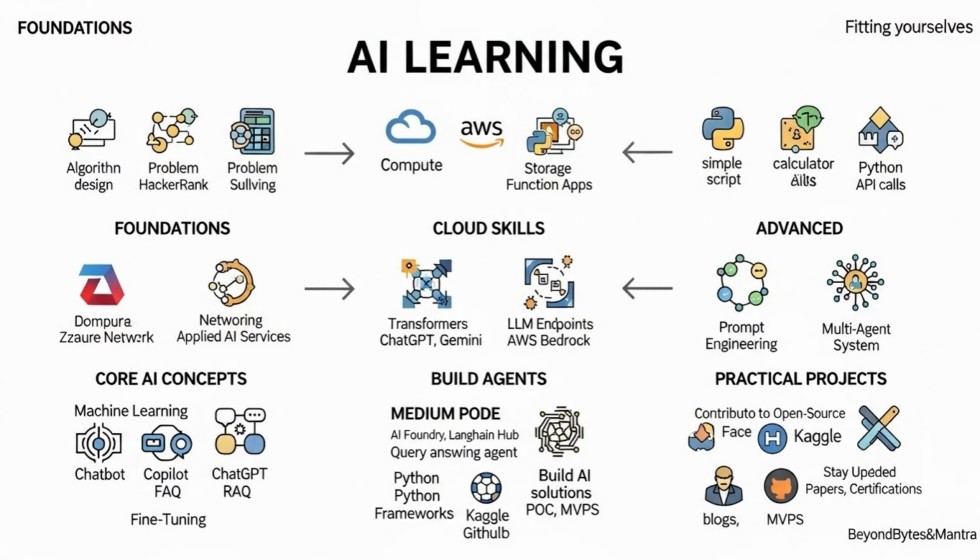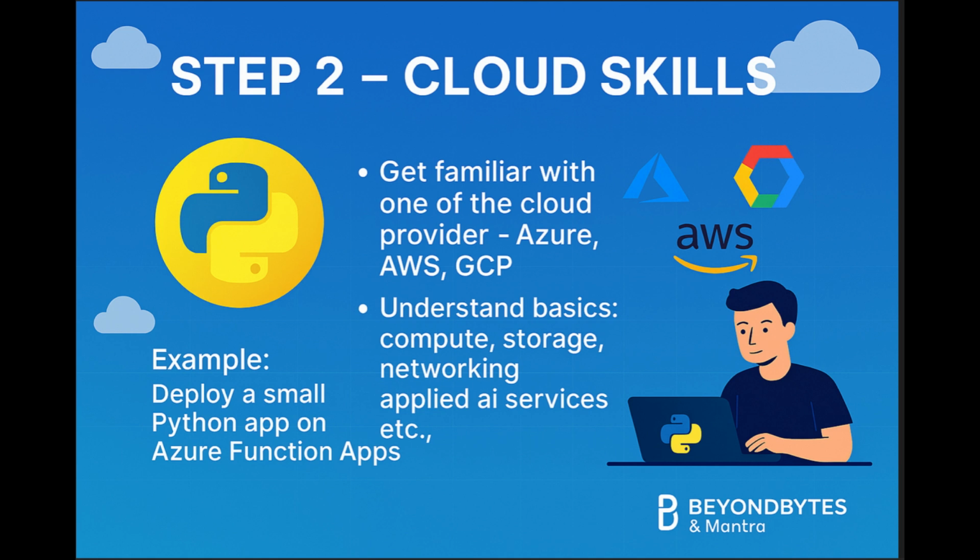The next step starts with the cloud skills. The one thing peculiar about LLMs is that they need a huge GPU or compute space to run. So practically speaking, the only viable way to use these models is to use cloud. We have three major cloud providers, which are Azure, AWS, and GCP. You can learn compute, storage, networking, and applied AI services of any one of these clouds.